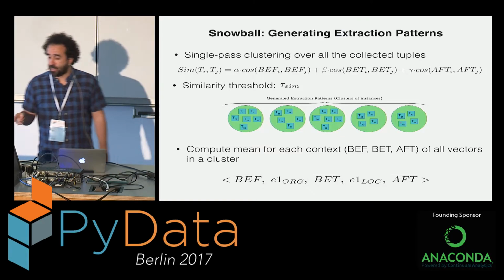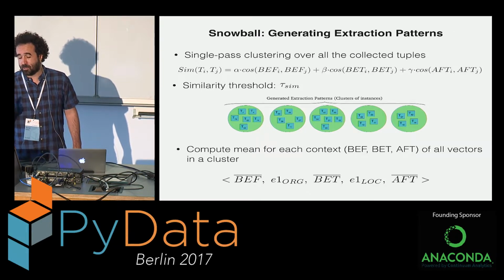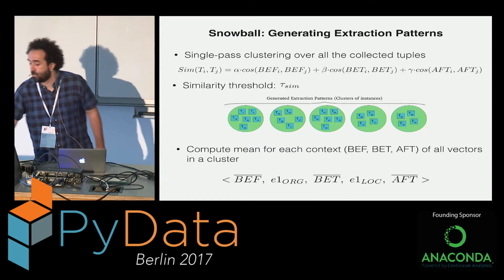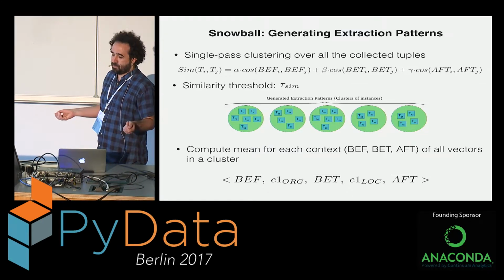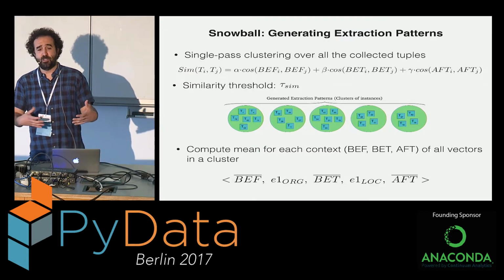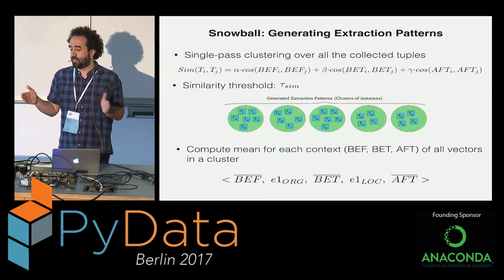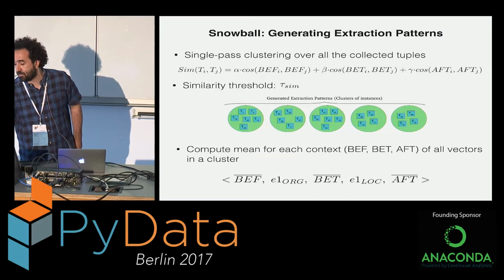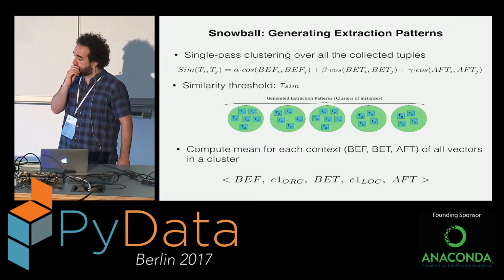The similarity metric to compare the tuples is based on the cosine similarity for each of the 3 contexts, weighted by a value. It's the formula that you see up there. So it's basically the cosine similarity between the vectors. How do you generate extraction patterns? In each cluster, you have a bunch of tuples. You just average them. You average each context of them. So you average all the before contexts, all the between contexts, and the after contexts, and you have a single vector that represents an extraction pattern.